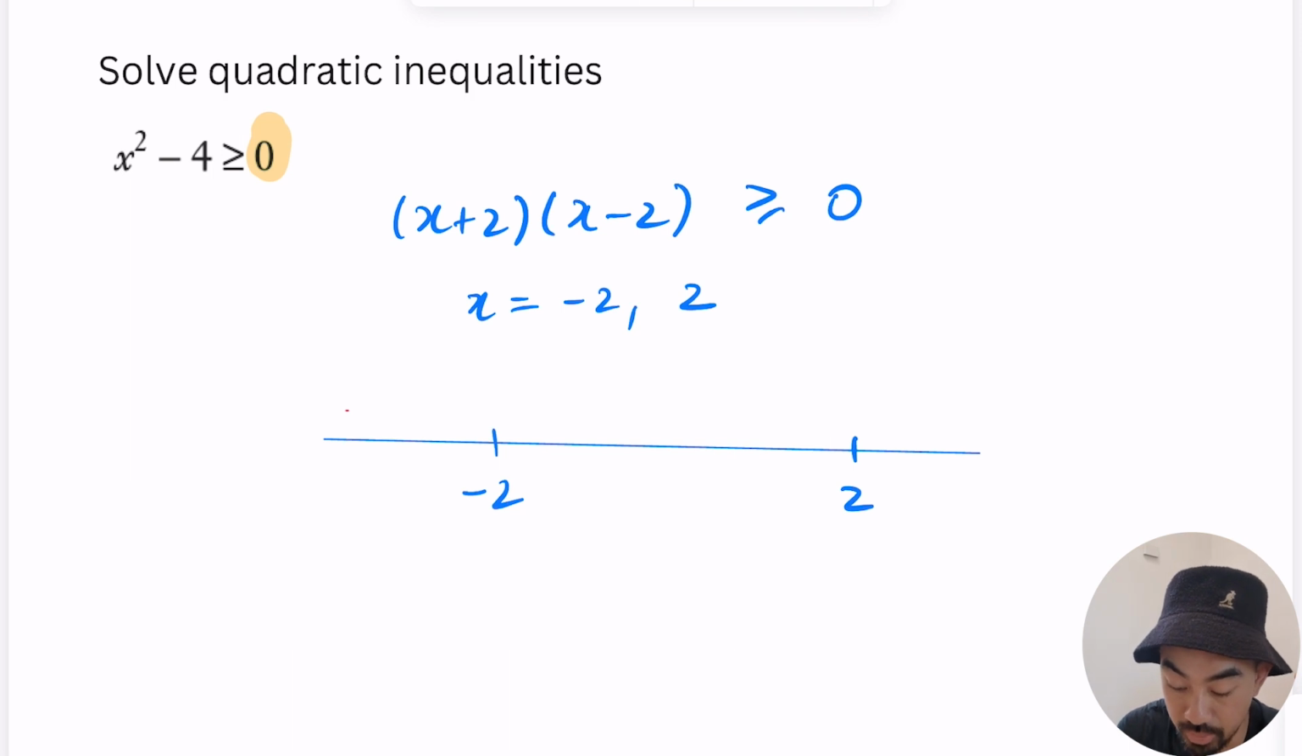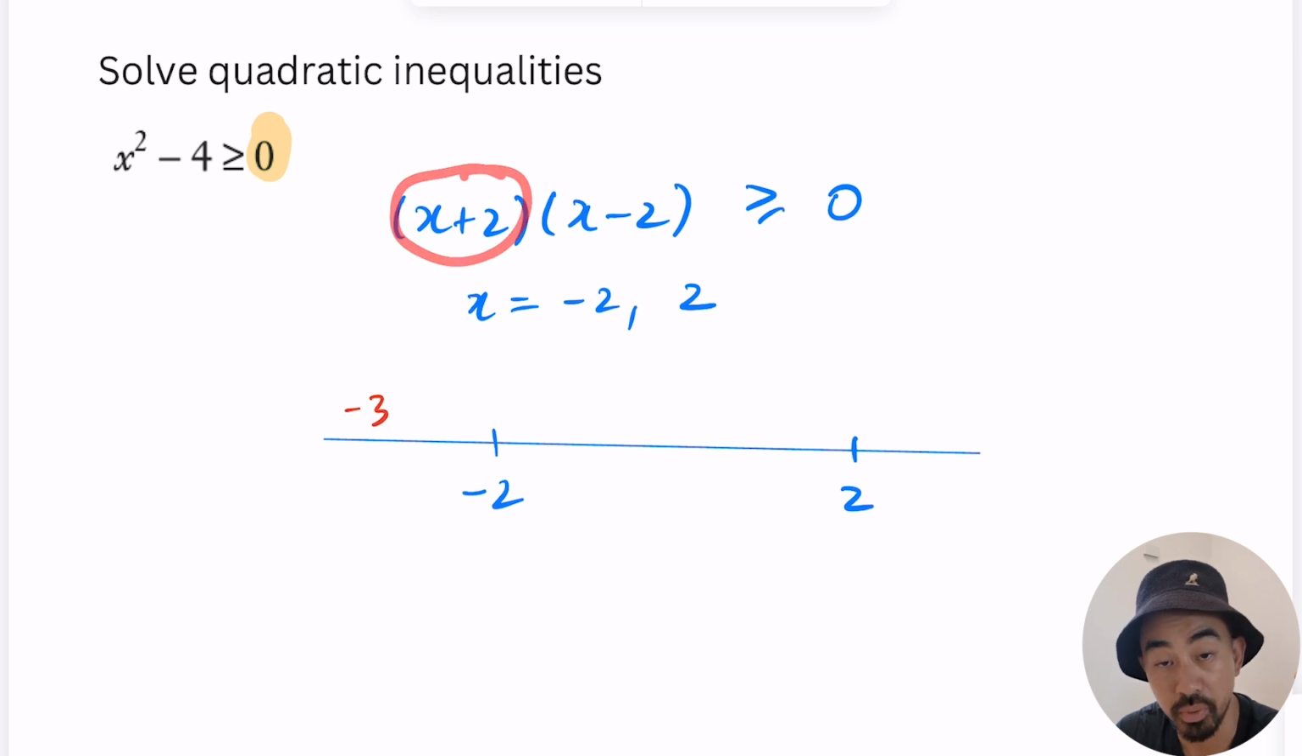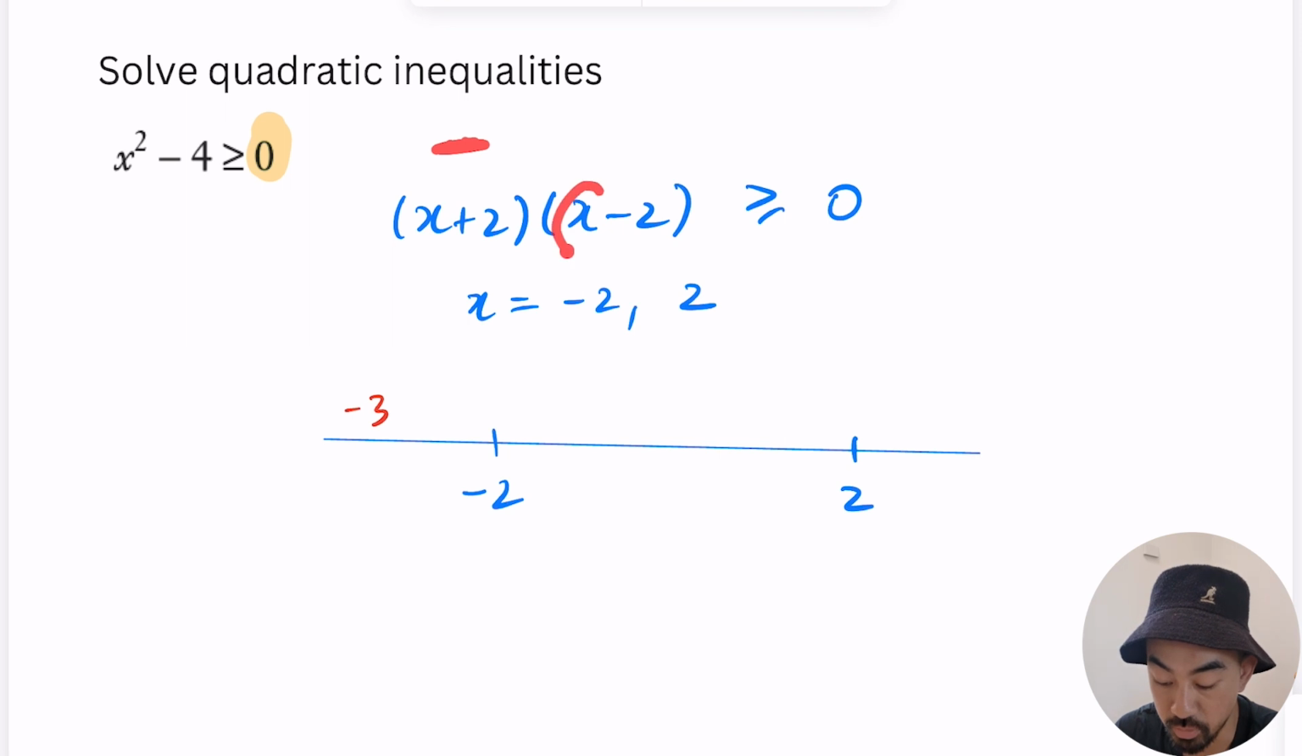Let's say I test a number like minus 3. When I put minus 3 in this bracket, minus 3 plus 2 gives me a negative, minus 1. If I put minus 3 into this one, minus 3 minus 2 is minus 5. So I'm going to get two negatives. Now two negatives make a positive, and a positive is greater than or equal to 0. So that is going to work. So I'm going to put a tick here.